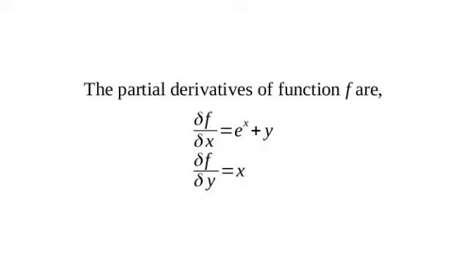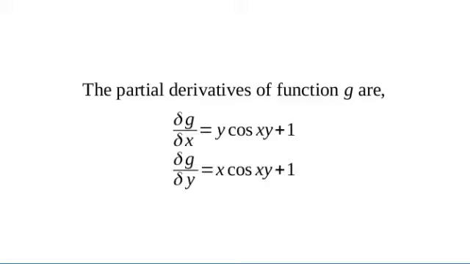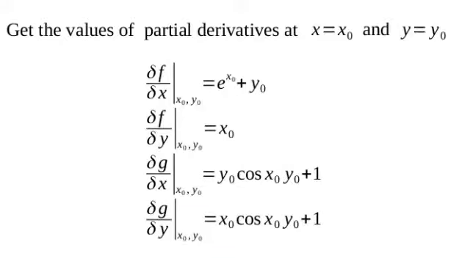Next step is to find the partial derivatives of function f and function g. Here on the screen you see the partial derivatives of function f with respect to x and y. And now the partial derivatives of function g are given with respect to x and y. Next step is to get the numerical values of the partial derivatives at x0 and y0. You need to calculate the numerical values of all four partial derivatives.